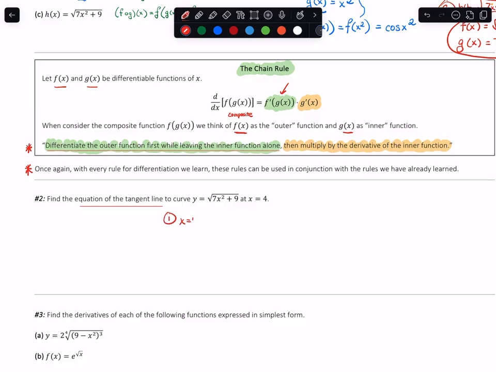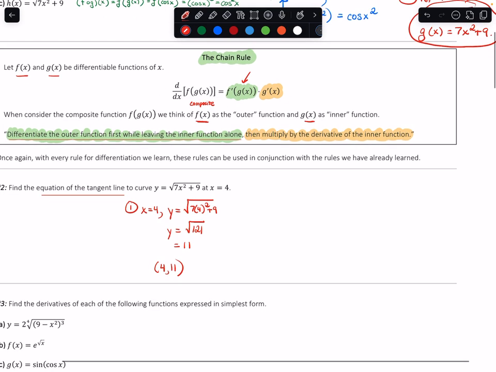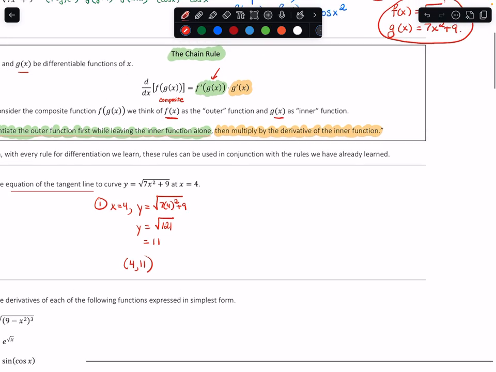So when x is 4, y is the square root of 7 times 4 squared plus 9. That would be the square root of 121. The square root of that is 11. So our point of contact is (4, 11). That's, of course, the easier part. It does not require calculus. Now, let's be careful with my second thing that I need, which is the slope of the tangent line.